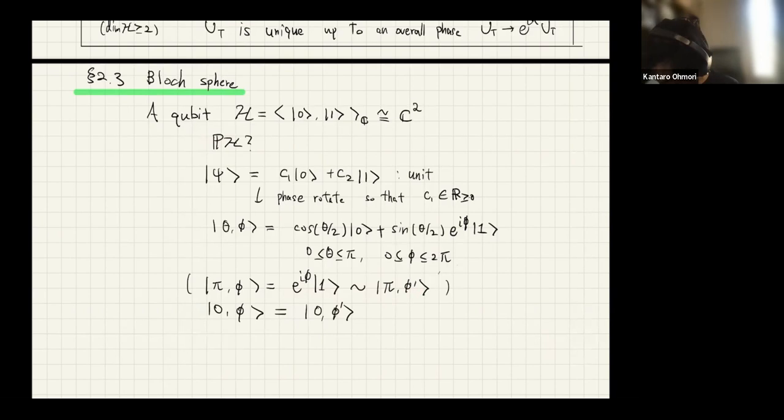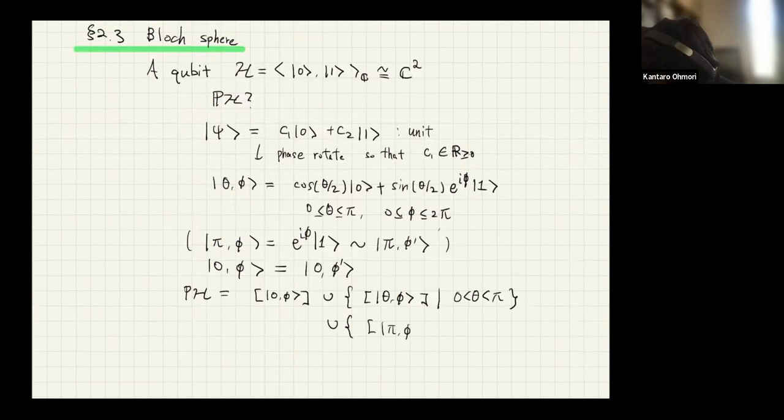So this shows that θ ranges over zero and π. The point is that at θ equals zero and π, the φ angle collapses. And otherwise, the φ angle gives you the different states.